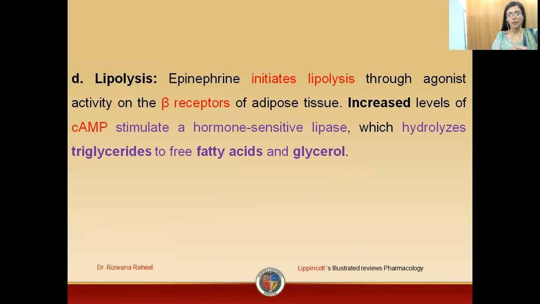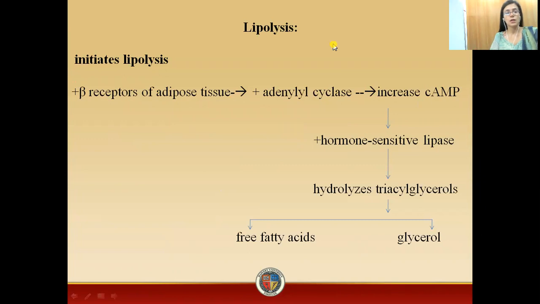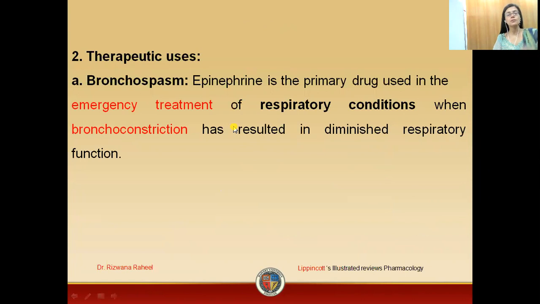Now coming toward lipolysis. Epinephrine has the ability to stimulate lipolysis. How? Because of beta 3 receptors which are present on the adipose tissues. Whenever there is stimulation of beta receptors on adipose tissue, there will be activation of the enzyme adenyl cyclase. As a result, there will be an increase in cyclic AMP. There will be stimulation of the enzyme lipase by the cyclic AMP. As a result, there will be hydrolysis, the breakdown of triacylglycerol into glycerol and free fatty acids. So this was all about lipolysis.